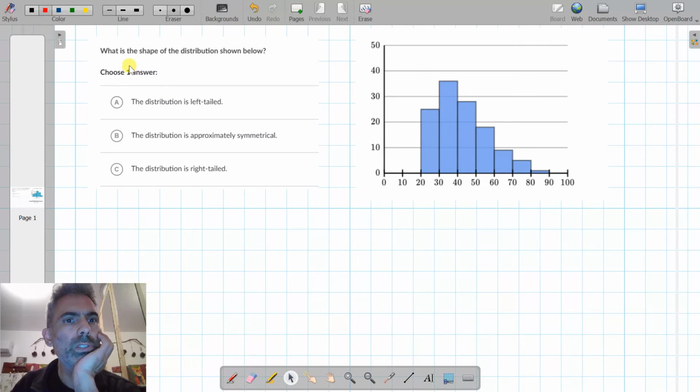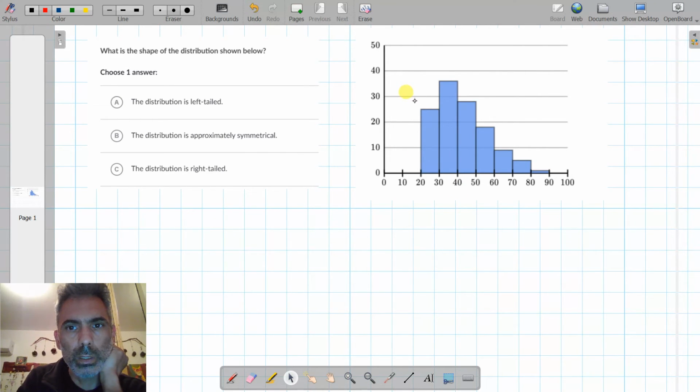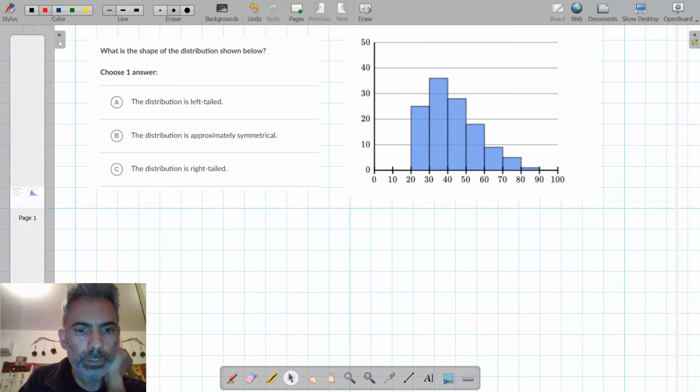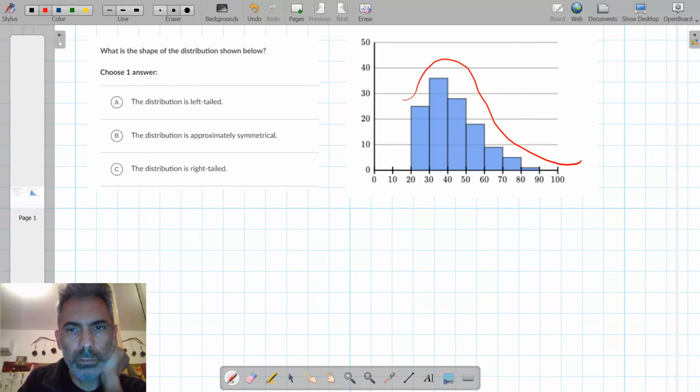Okay, what is the shape of the distribution shown below? So we see that the distribution has a tail to its right. Okay, and it's not symmetrical because the curve is something like this. So it's not bell shaped.